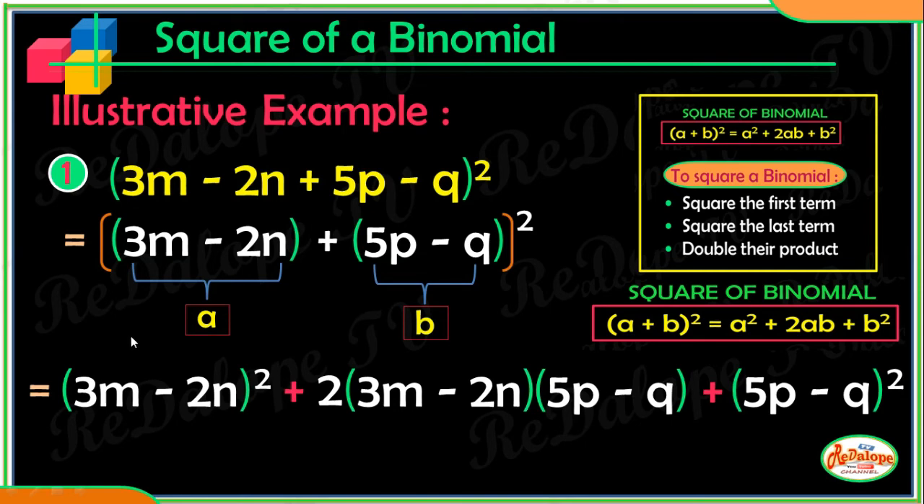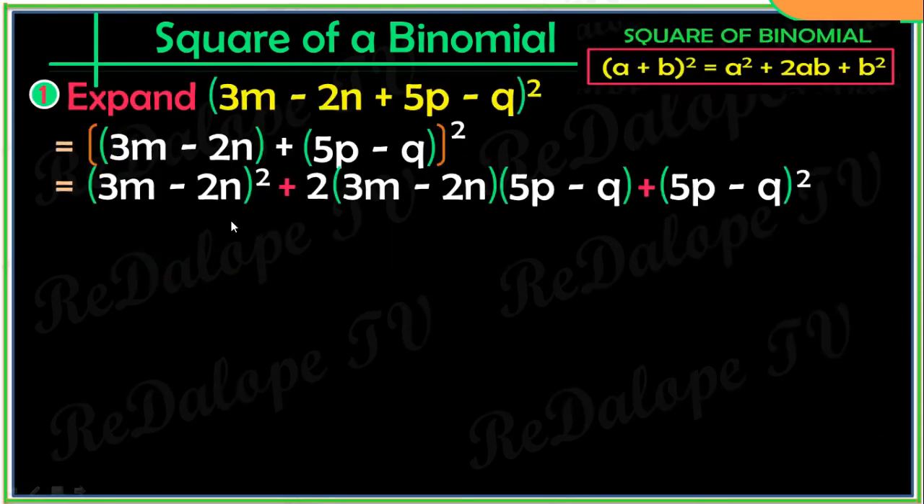Now, the next step is we need to simplify. If you observe, the quantities 3m minus 2n raised to square and 5p minus q raised to square happen to be in the form of a square of a binomial. So we need to square the first term and the last term. Let's do it. 3m by 3m, that is 9m square. And then negative 2n by negative 2n, that is positive 4n square. Now to obtain the middle term, we will multiply 3m by 2n and times 2. So 3m times 2n is 6mn, times 2, that is 12mn. Then copy the negative sign here for the middle term.